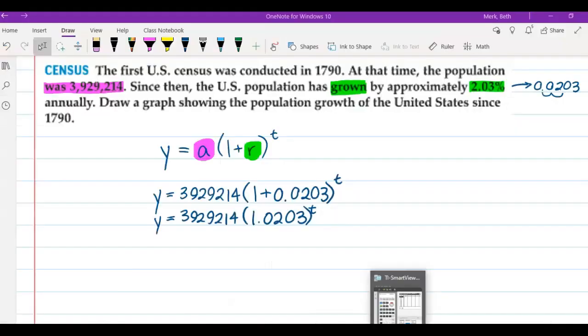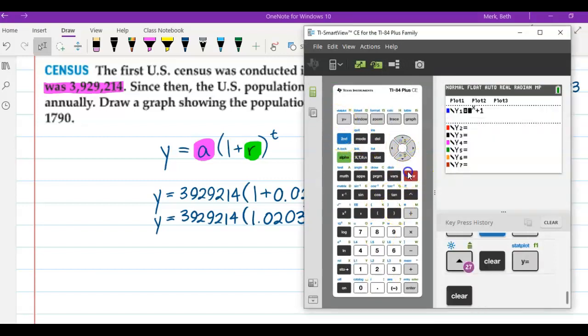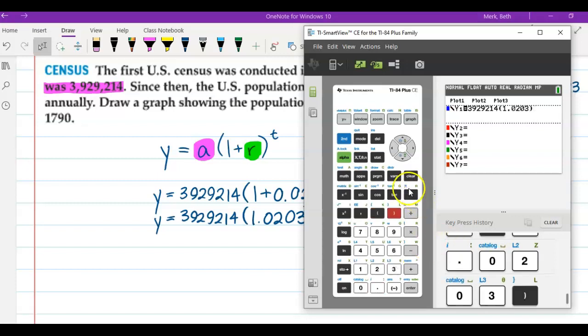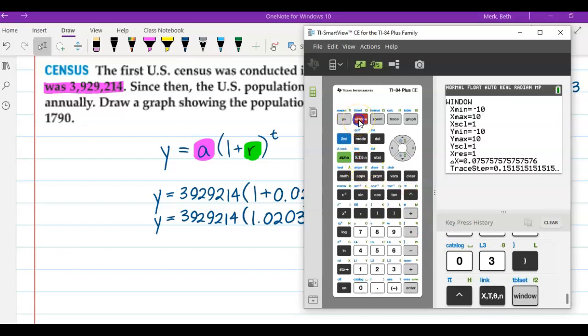There we have it. Now, occasionally that graph is challenging to view in Desmos, so let's take a look at what that would be in our TI calculator. If we go into our graphing calculator and we type 3,929,214 parentheses 1.0203 to the x. And we're going to set our window. It's a good example of practicing the window.